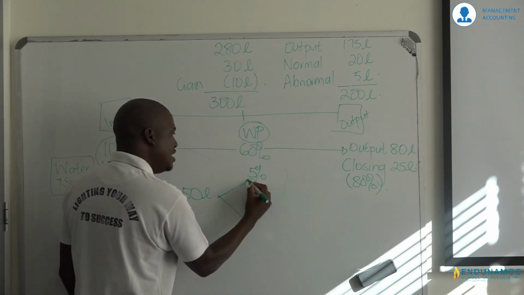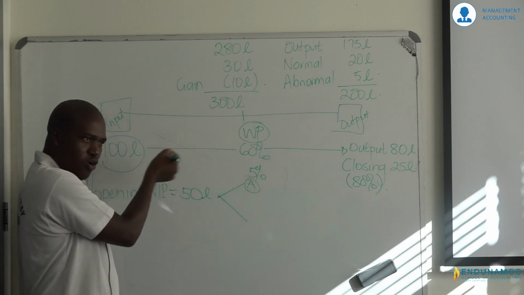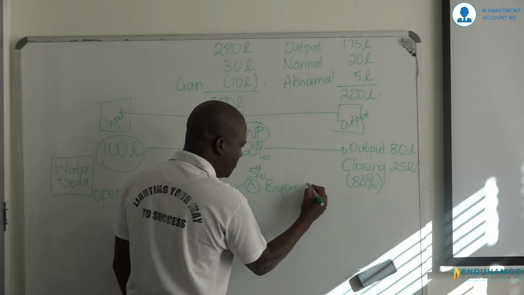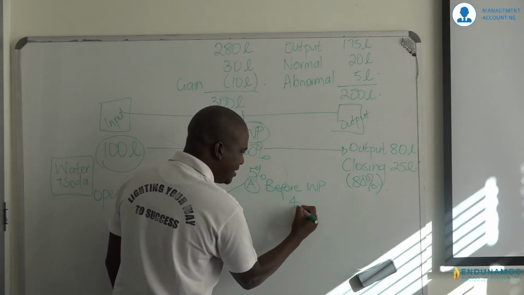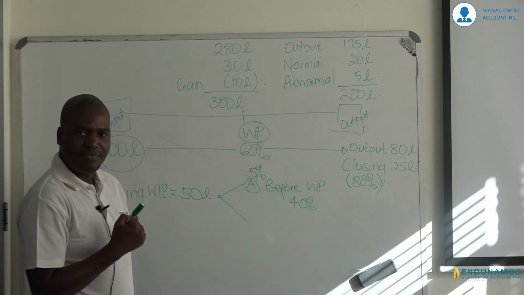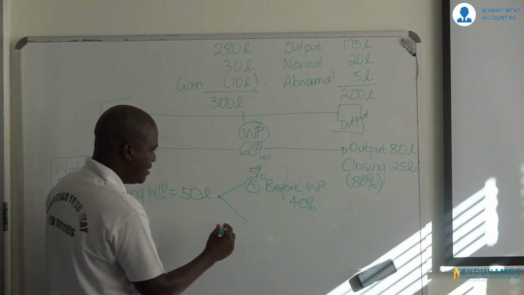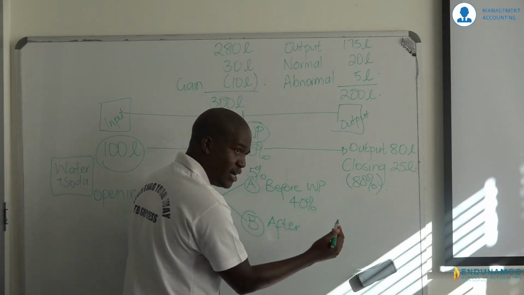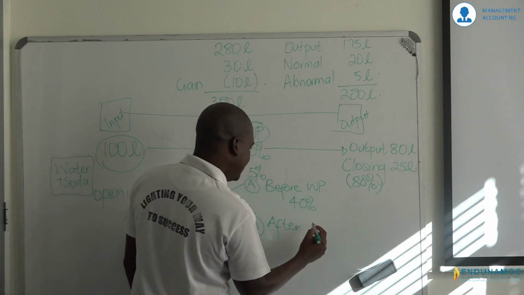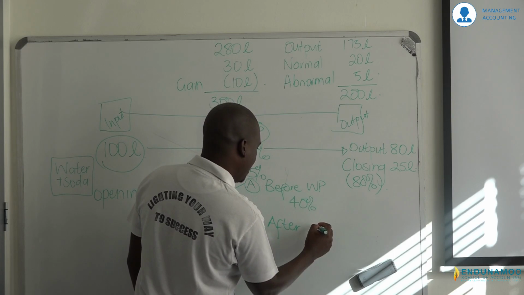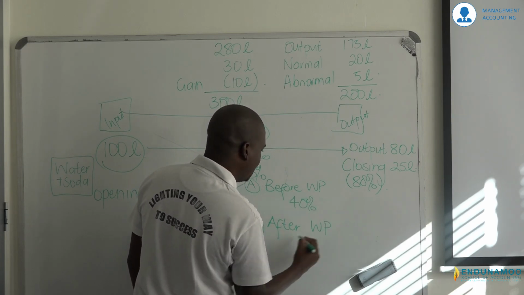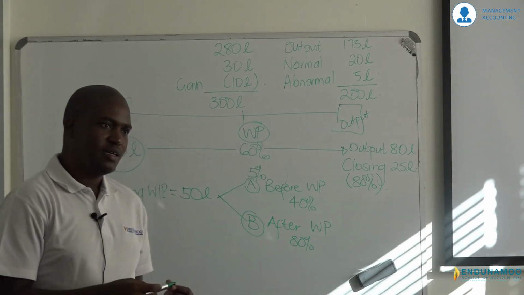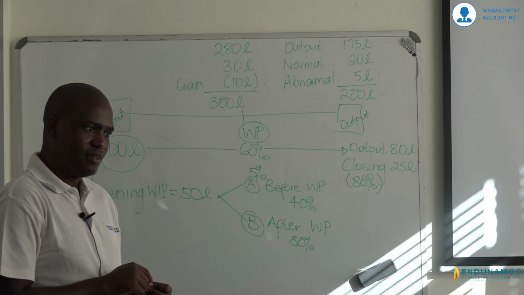So it could be sitting, scenario A, before the wastage point altogether. Let's say it's sitting at 40% complete. Then, in scenario B, let's say that it is after the wastage point. It is sitting at 80% after the wastage point. Do we see this? Are we all clear?